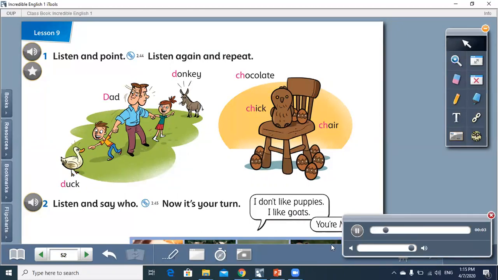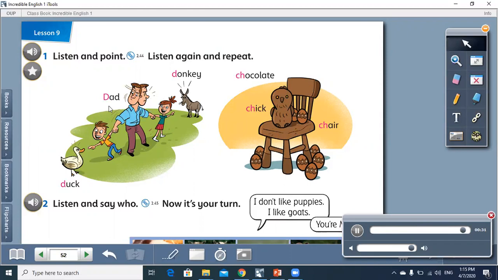2.44. Listen and point. Look, Dad, a duck. Look, Dad, a duck. Look, Dad, a donkey. A donkey. Look, Dad, a duck. A duck. Look, Dad, a donkey. A donkey. And here we have chick a chocolate on a chocolate chair. A chocolate chick on a chocolate chair. A chocolate chick on a chocolate chair.